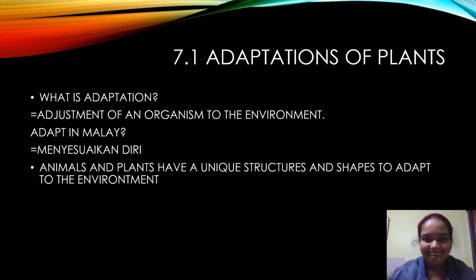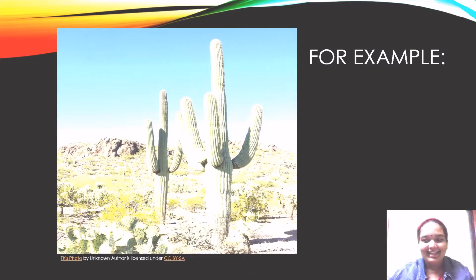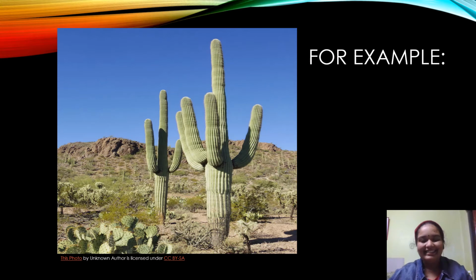Moving on. Okay, this is the cactus. You can see that the cactus has very long branches, but it's not a branch, it's kind of a leaf, and they have a lot of thorns, which helps to prevent water loss to the surroundings because the place near the deserts is very hot. So let's go to the next one.